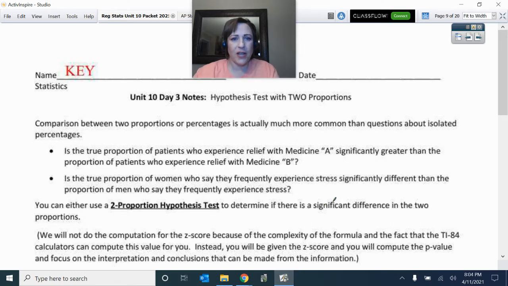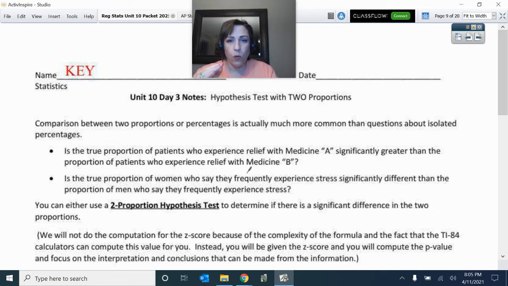All right, we're going to go on to our next component of this unit where we're going to talk about hypothesis tests with two proportions. We have done just a hypothesis test with one proportion, but two proportions is actually more common than questions about isolated percentages. For example, is the true proportion of patients that have relief on medicine A significantly greater than the proportion who experience relief with medicine B? You would have two separate proportions right there that you would be comparing to each other.